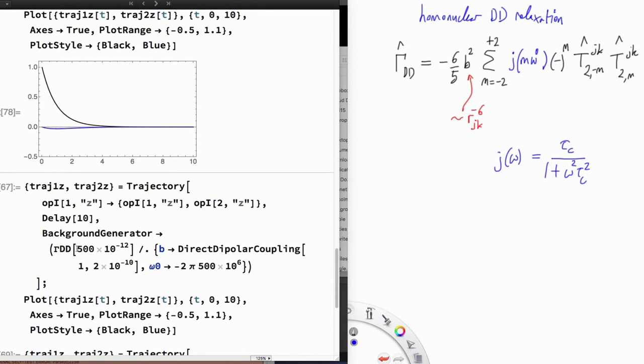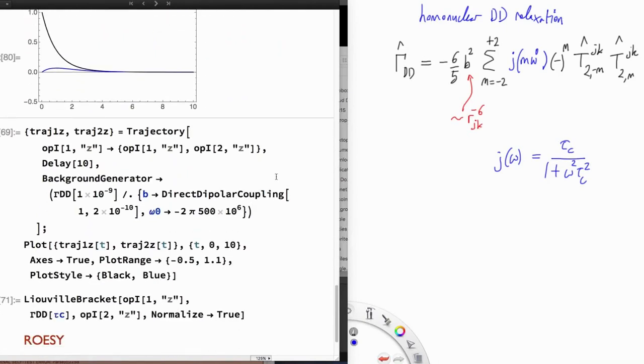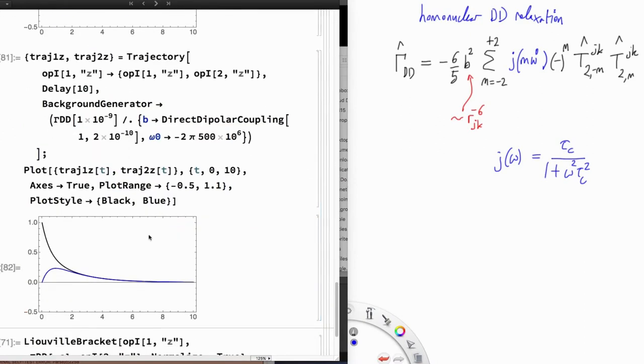If we increase the correlation time further to 500 picoseconds, then we see actually that the cross relaxation has changed sign. So now the magnetization is feeding in to the second spin in a positive way. And if we go to a case which might be appropriate for a macromolecule of 1 nanosecond, then we see that the cross relaxation is rapid and brings these two magnetizations rapidly into contact with each other, and then they decay together.